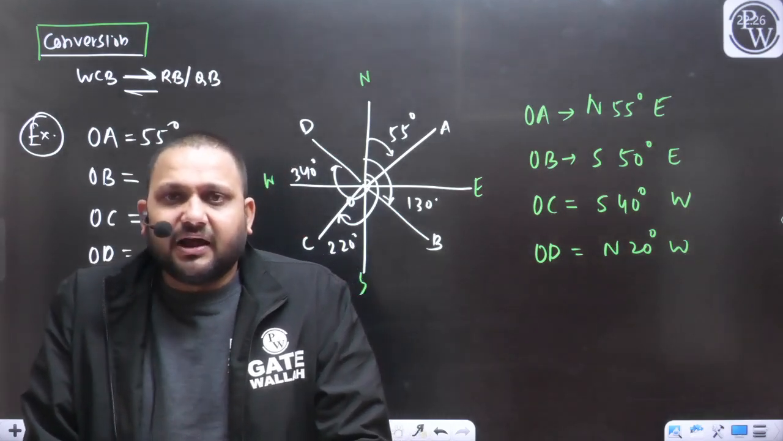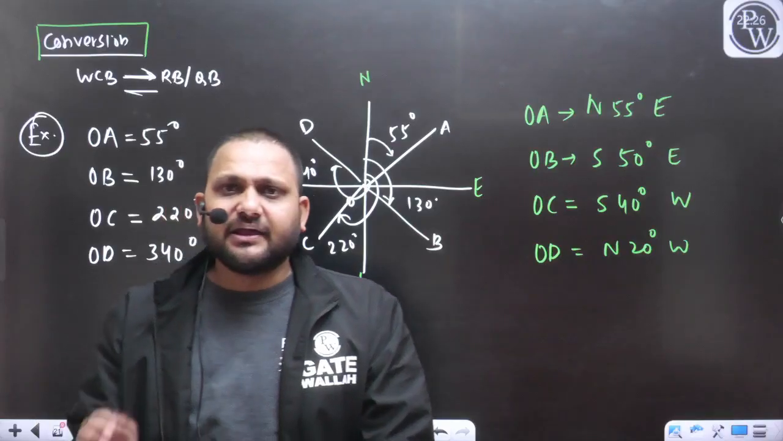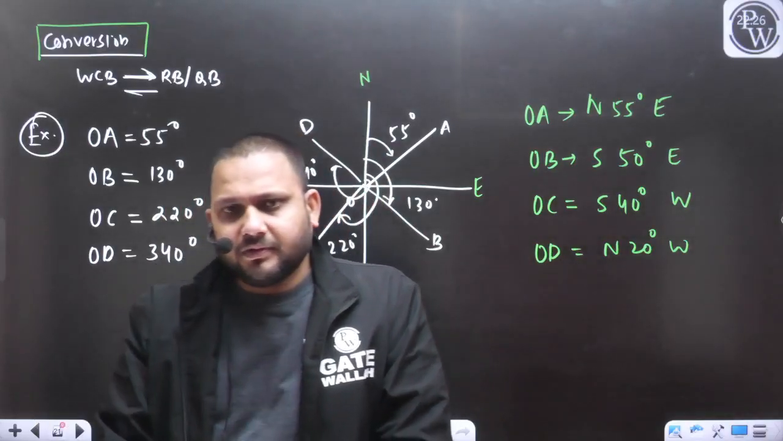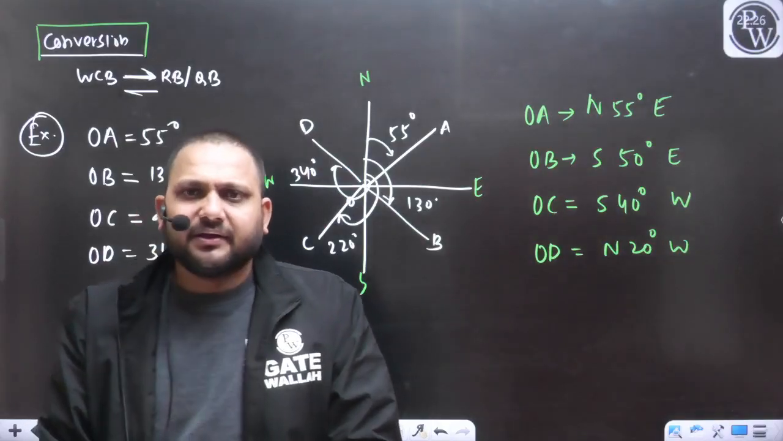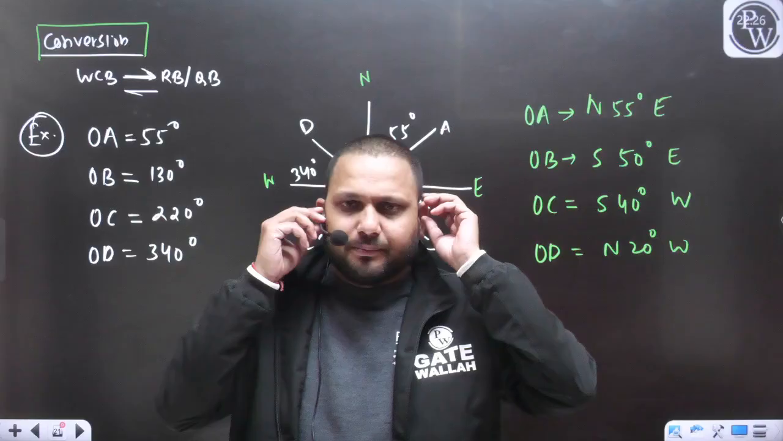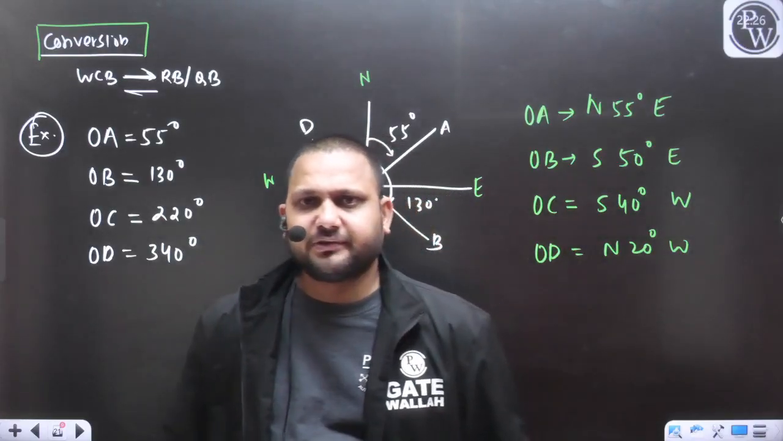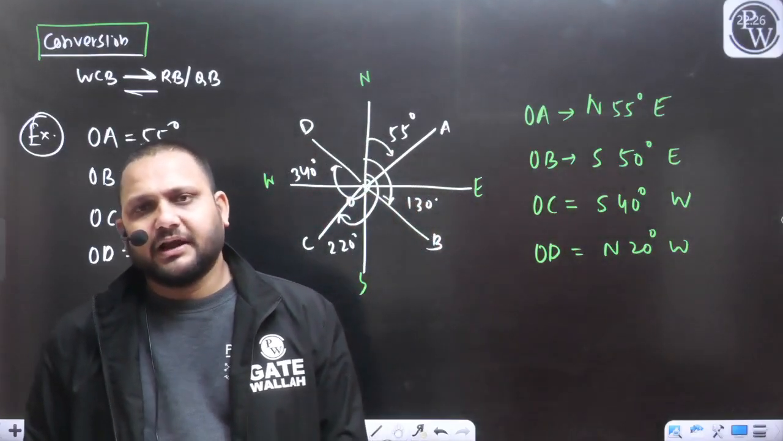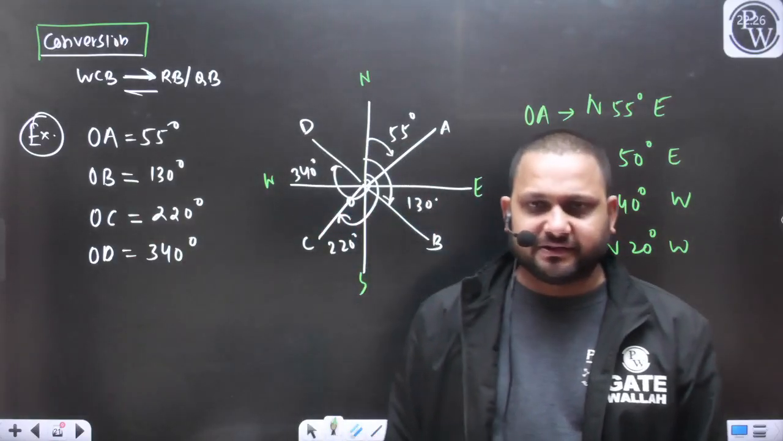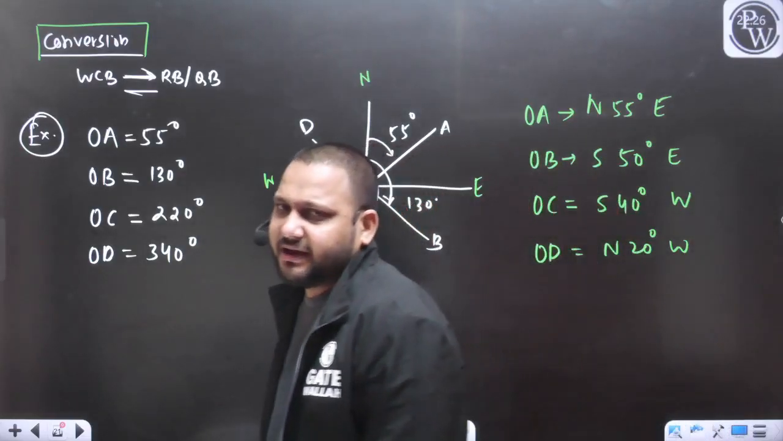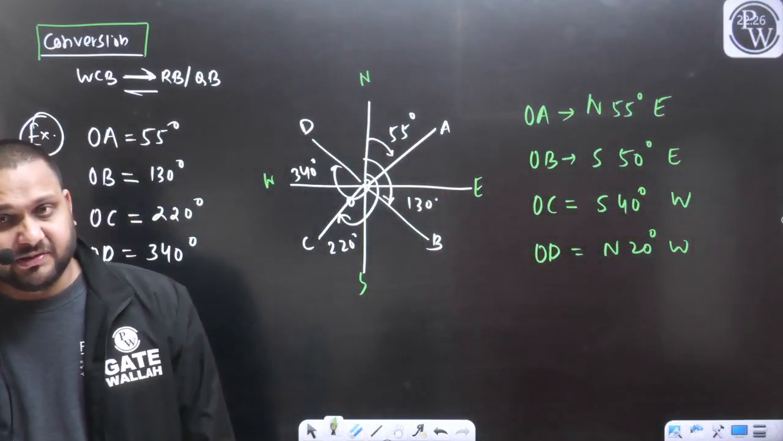Let's say they are asking the answer in the RB or QB system. Whatever final answer we get in the WCB system, we can easily convert that WCB reading into the RB or QB system, and then we can easily report our answer. By following this practice, chances of error will be less, chances of mistake will be less.